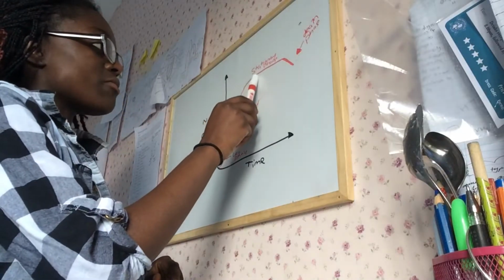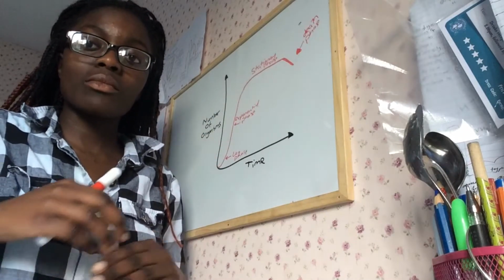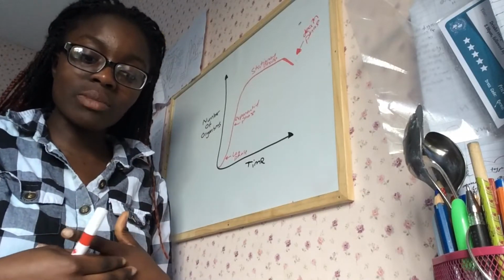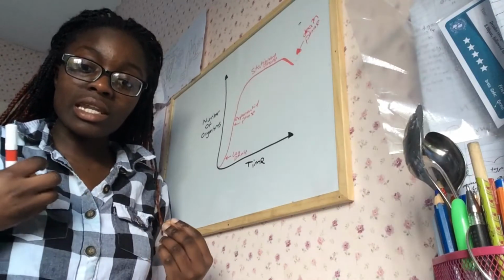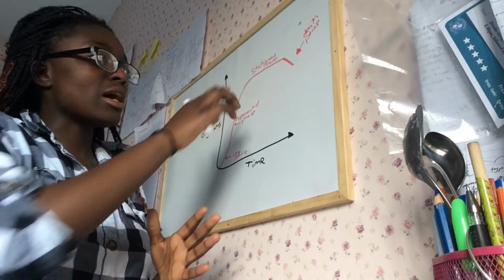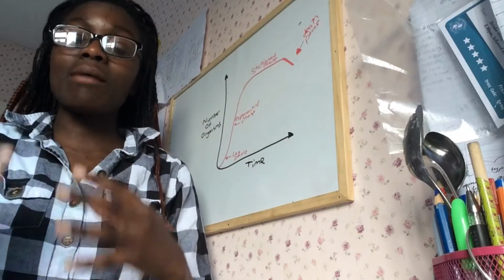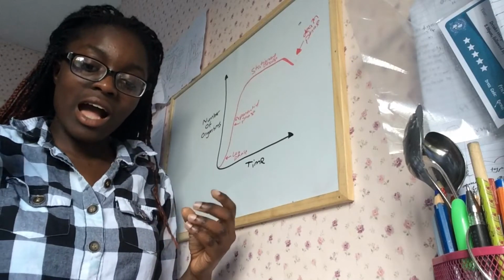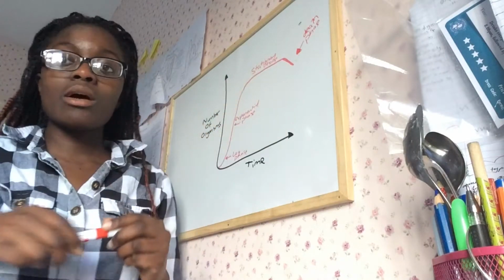And then you get to the stationary phase. And the stationary phase can be caused when a group of organisms have reached the carrying capacity. And a carrying capacity is the limit of the number of individuals a given area can support. So at this point they've reached the maximum in their habitat and they can't reach any higher than that. And you also have here the death rate equals the birth rate.